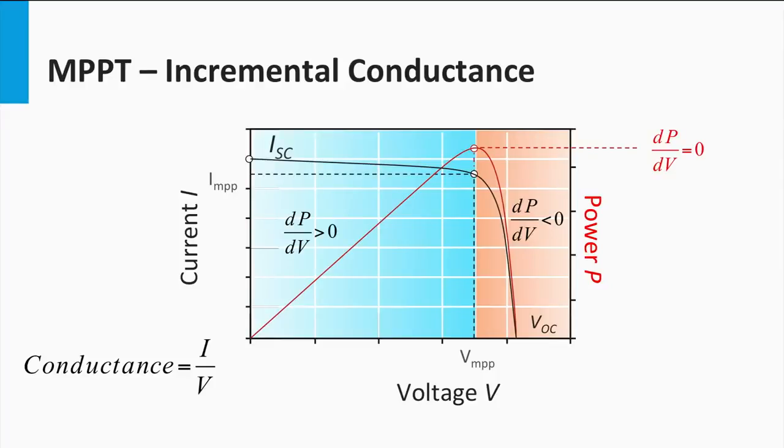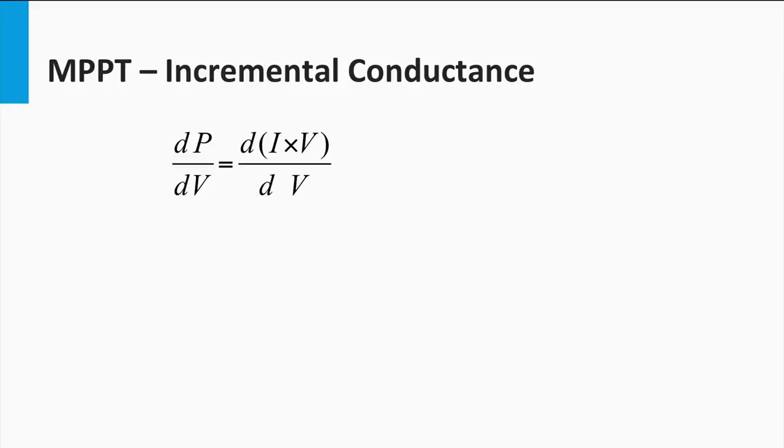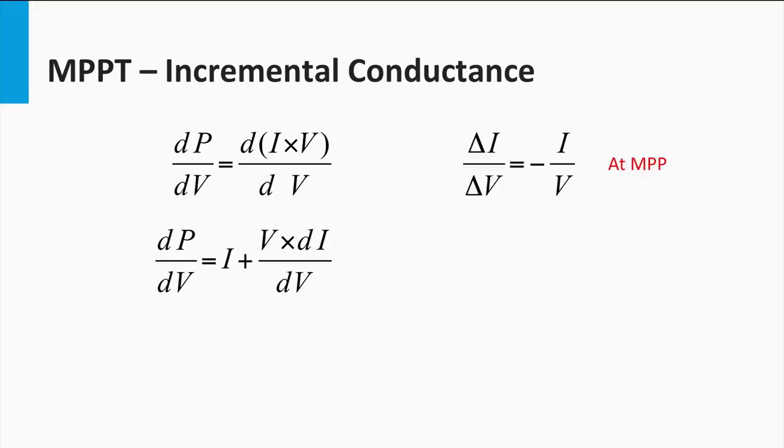dP/dV is 0. Now dP/dV could be written as d(current times voltage)/dV. Using basic differentiation, we get dP/dV is current I plus the voltage times dI/dV. If the sampling steps are small enough, then dI/dV could be approximated to delta I/delta V. Thus, at the maximum power point, delta I/delta V is equal to minus I divided by V.